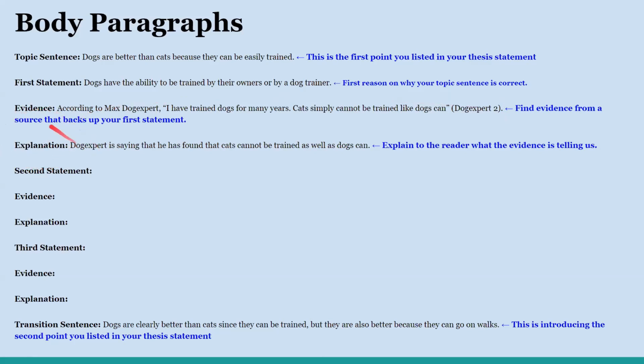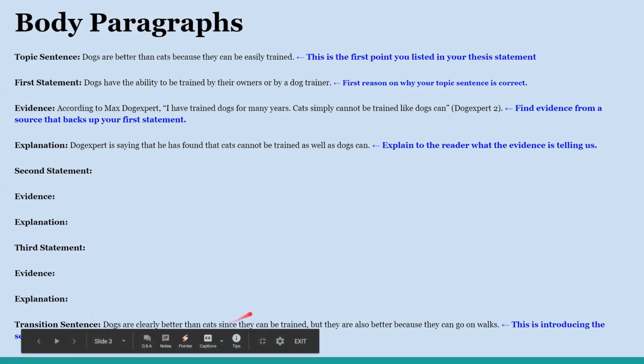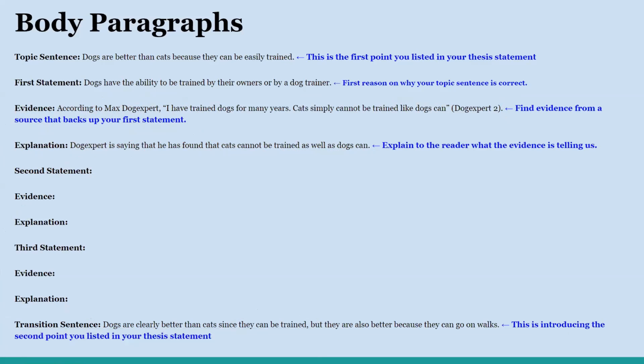Then we have the explanation. So this is where you explain to the readers what the evidence is telling us. So just in case somebody doesn't understand what Max Dog Expert is saying. So Dog Expert, which is that person's last name, is saying that he has found that cats cannot be trained as well as dogs can. And then after that, you would do a transition sentence, which is over here. So dogs are clearly better than cats since they can be trained, but they are also better because they can go on walks. So this is introducing the second point you listed in your thesis statement.